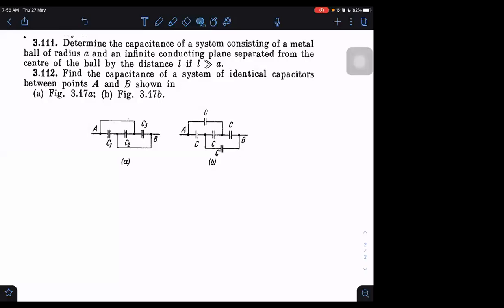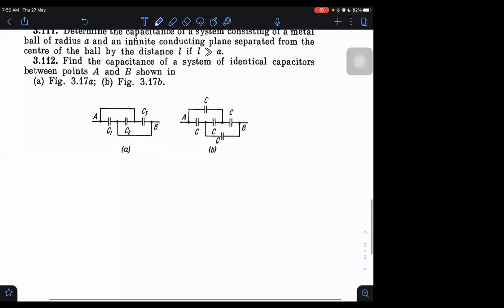So question number 3112 from Irodov. Find the capacitance of a system of identical capacitors between points A and B shown in the figure.